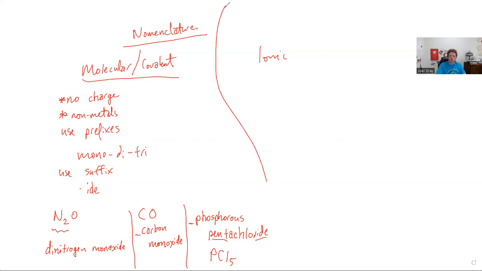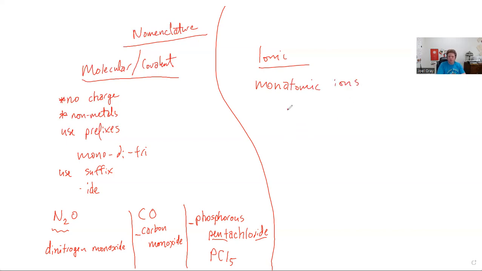So those are your rules for molecular or covalent compounds. Now, ionic compounds can get kind of complicated, but we're going to keep a narrow focus for this. We're going to be specifically talking about atomic ions.